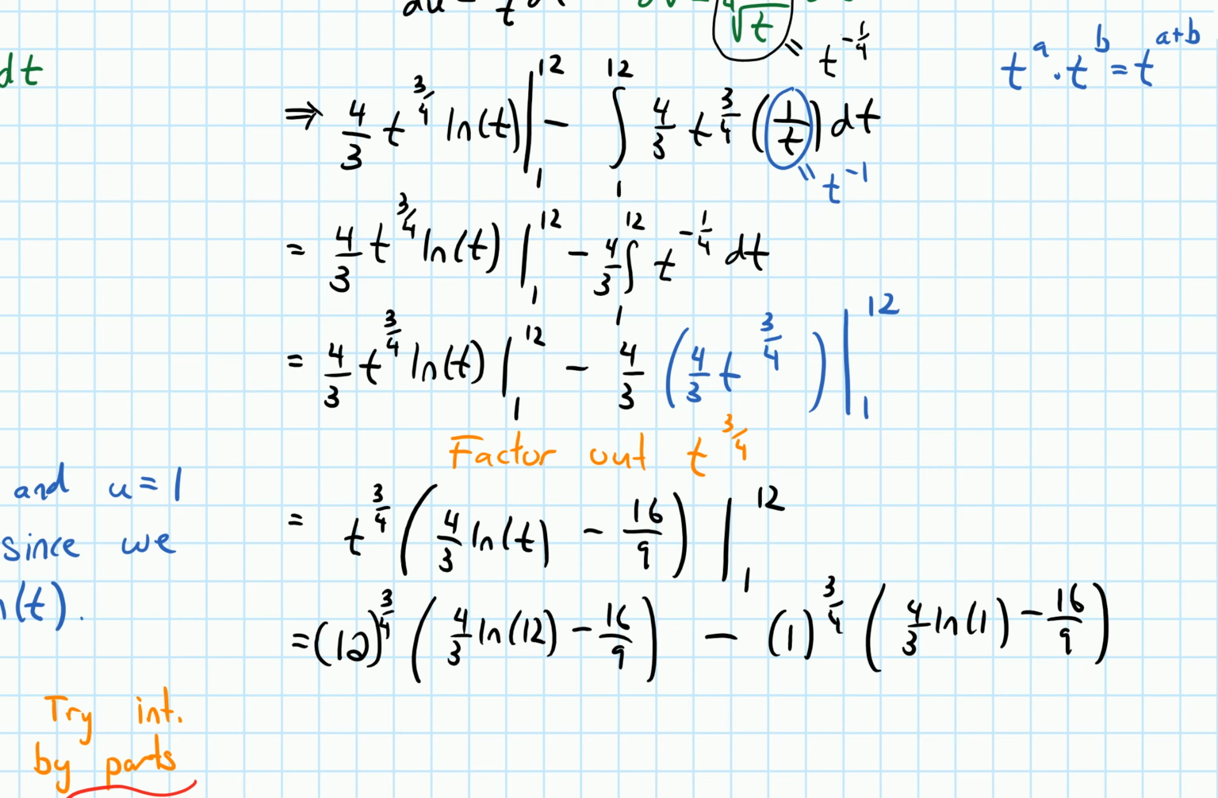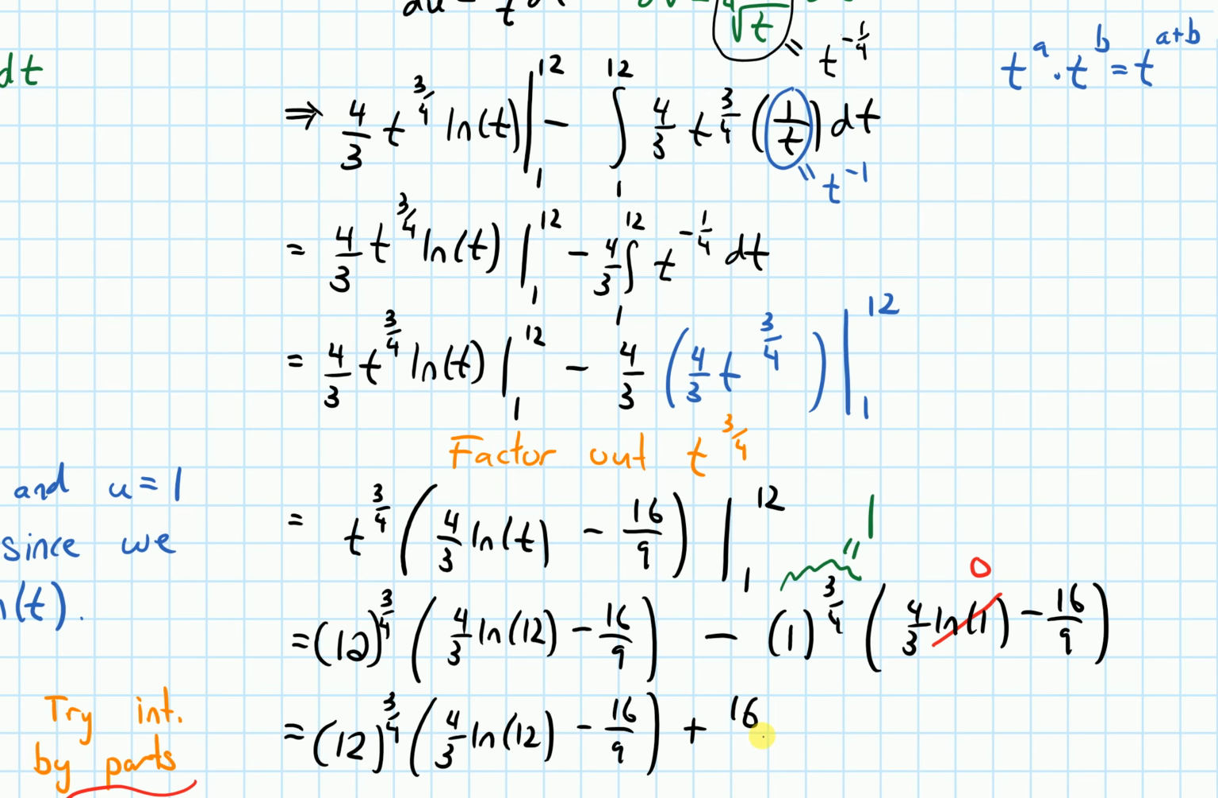And this could be simplified a bit, because ln of 1 is just 0. And 1 to any power, like 1 to the 3/4, that is just equal to 1. So what this gives me, after I do that simplification, is 12 to the 3/4 times 4/3 ln of 12 minus 16/9. And then after that, we have this minus 1 multiplying negative 16/9. So I'll get plus 16/9.